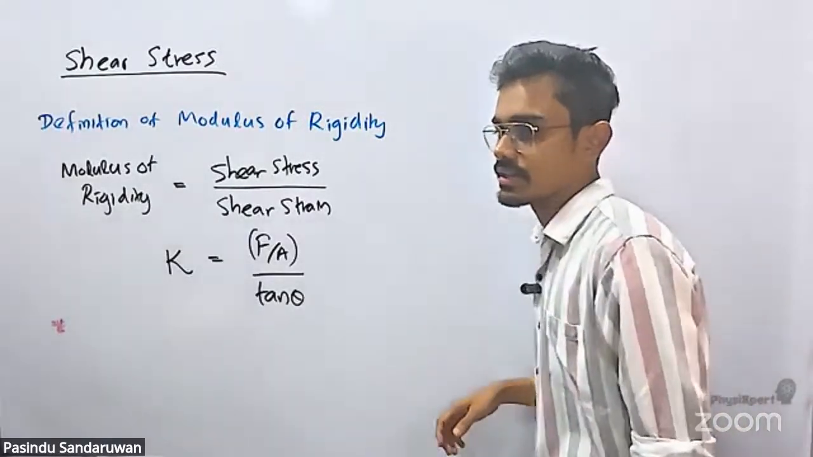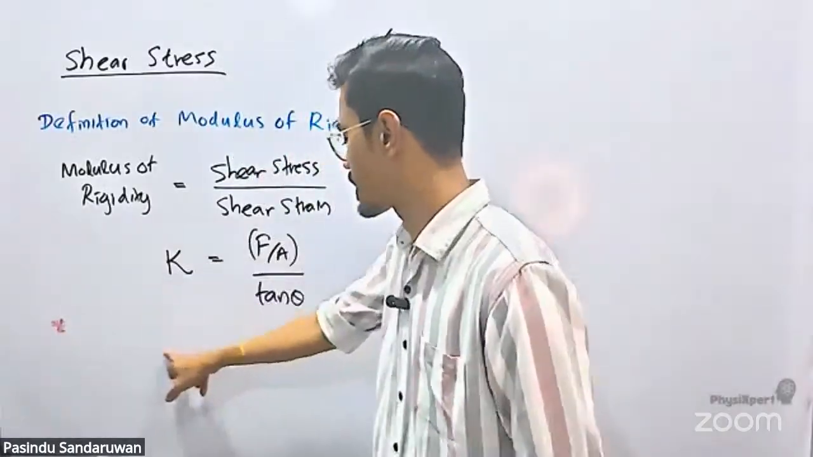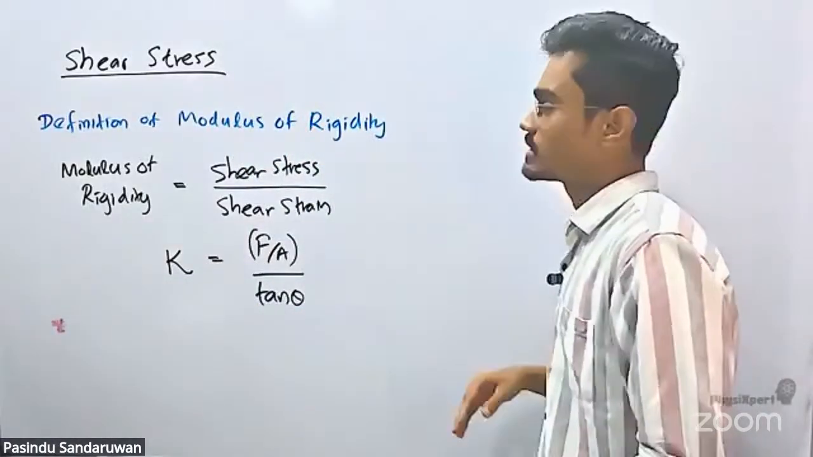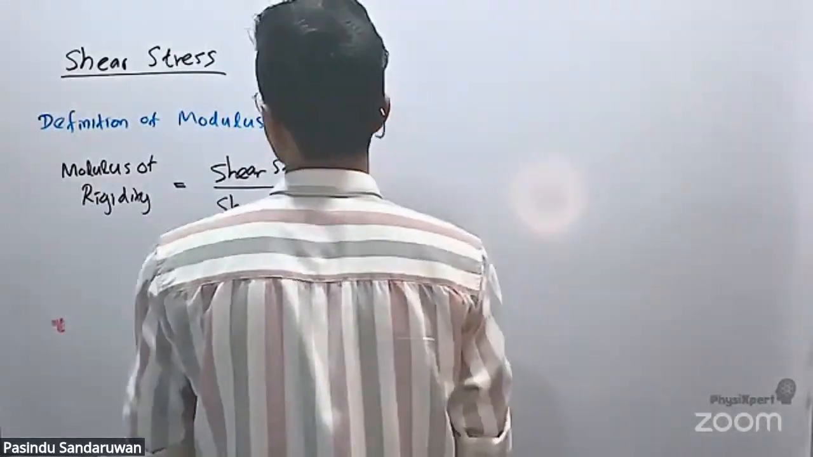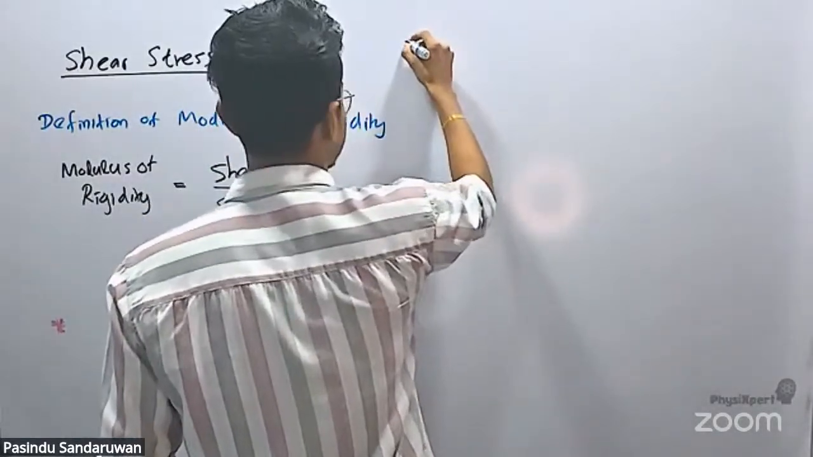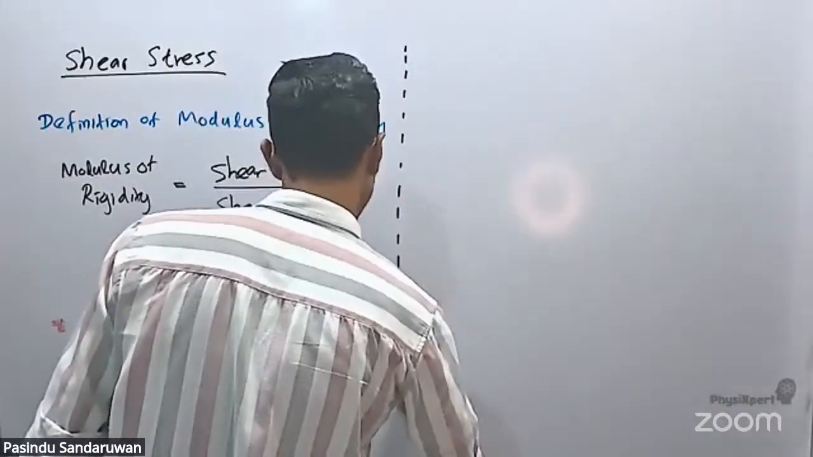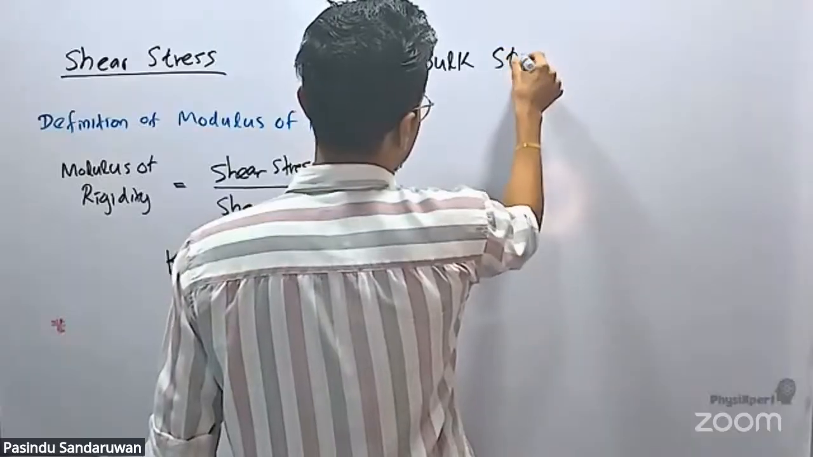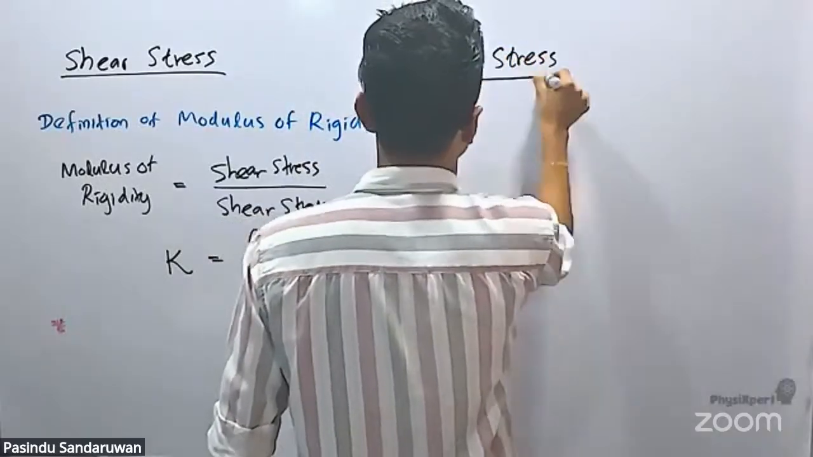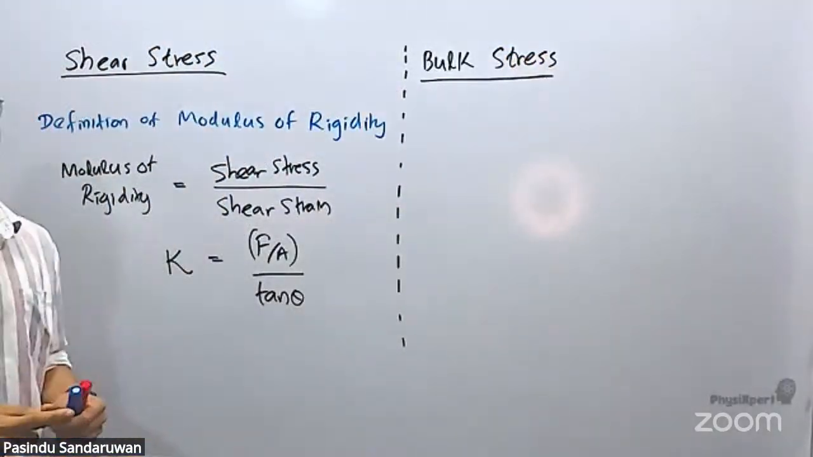Okay, now again, you can separate this with a horizontal line, and as the next heading write down bulk stress.